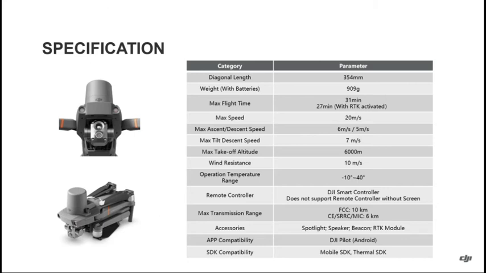And for the max speed, it now supports 20 meters per second, and we have improved the ascent and descent speed and the tail descent speed. And for the max takeoff altitude, it could support taking off at a height above 6,000 meters, and the wind resistance could be 10 meters per second. Operation temperature range could be -10 to +40.